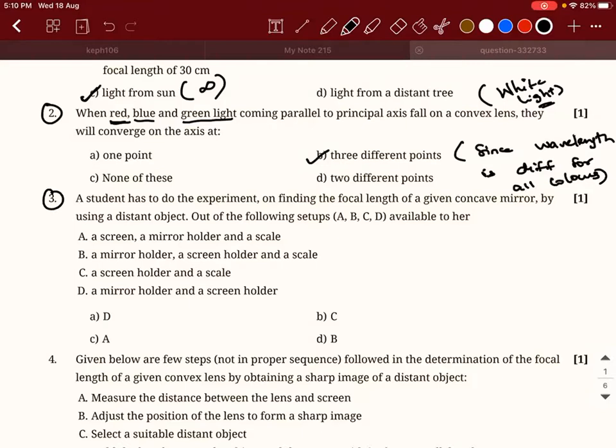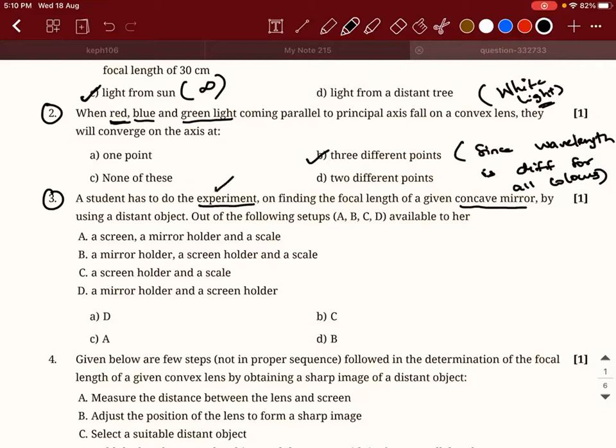Okay. Third, a student has to do the experiment on finding the focal length of a given concave mirror by using a distant object. Out of the following steps, A, B, C, D available to her, then first, so there's option A. Okay. A is a screen, mirror holder, and a scale.